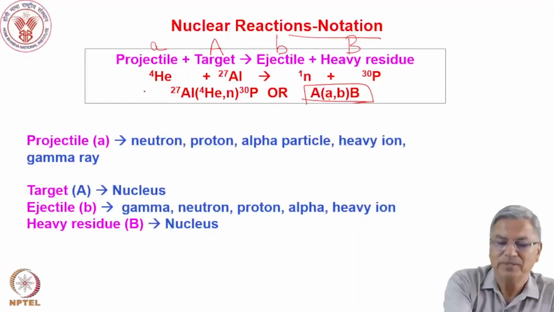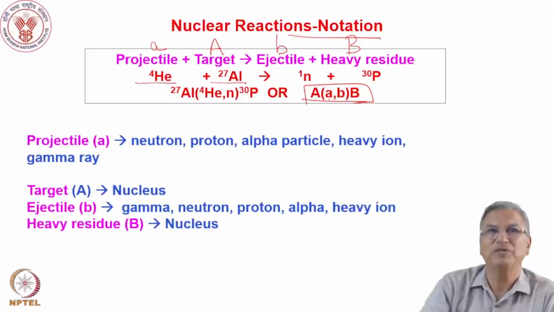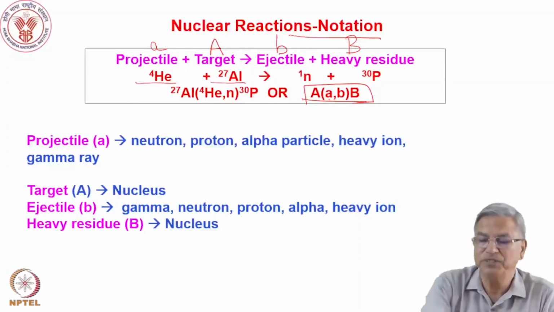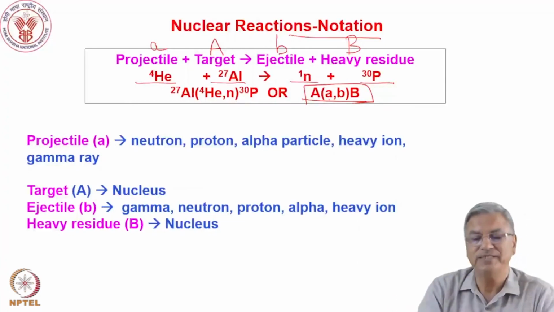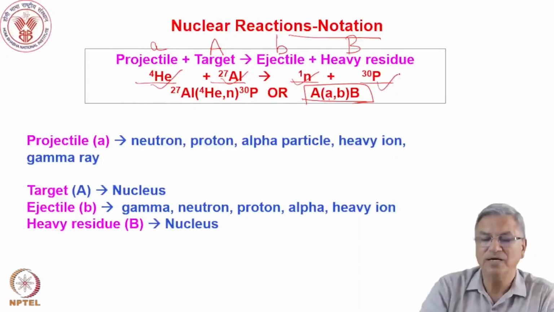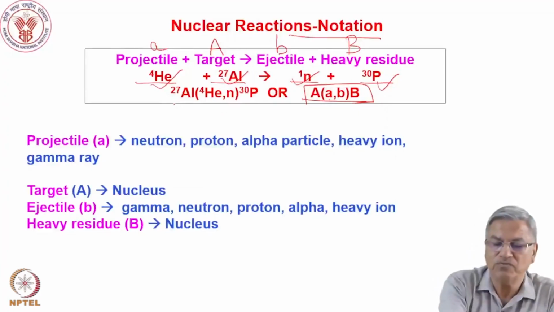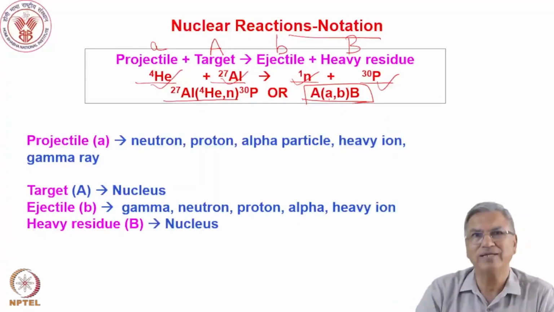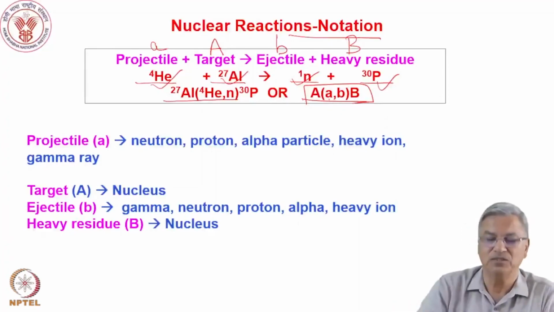Just to give you an example, when helium is bombarded on aluminum-27, the famous reaction for the discovery of the neutron and also the discovery of artificial radioactivity, you get a neutron and phosphorus-30. So alpha is the projectile, aluminum-27 is the target, neutron is the ejectile, and phosphorus-30 is the heavy residue. The same reaction can also be written as aluminum-27(alpha,n)phosphorus-30, or A(a,b)B. So you can write the notation for a nuclear reaction in this way.